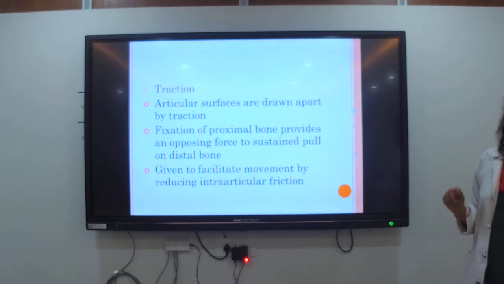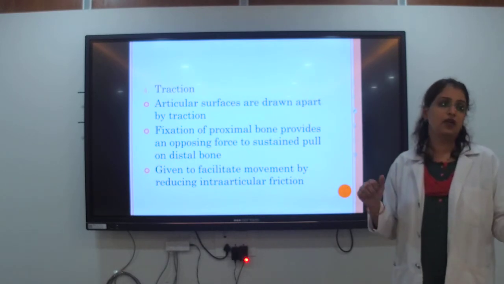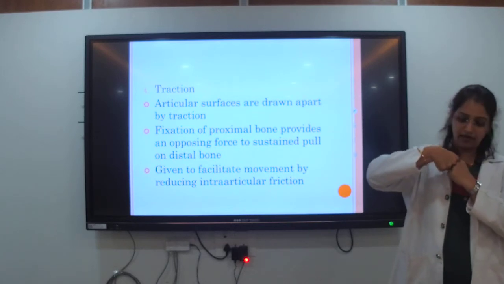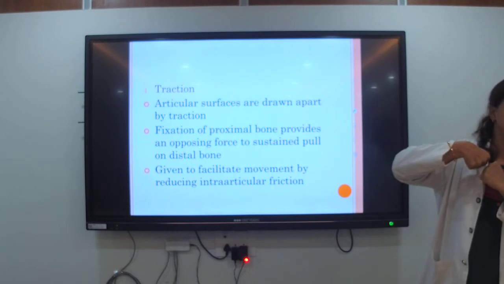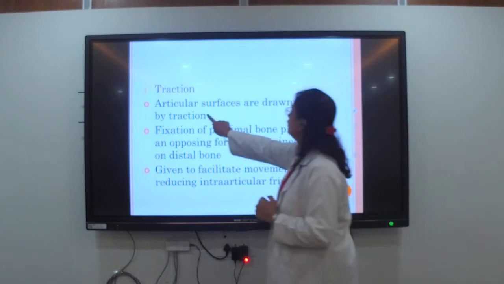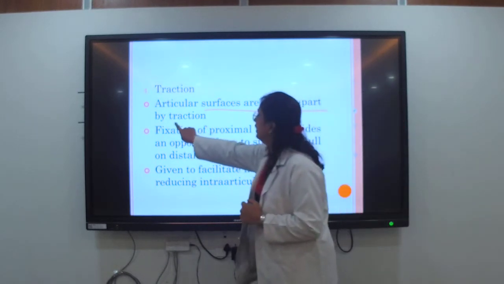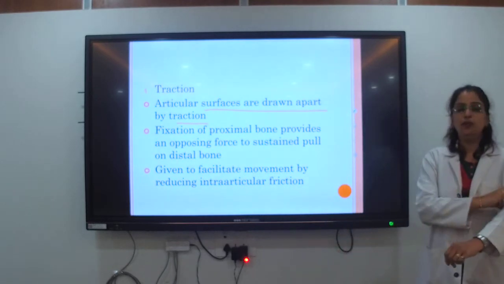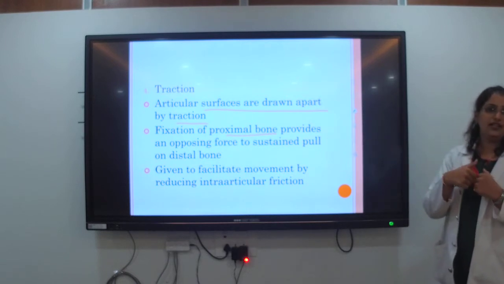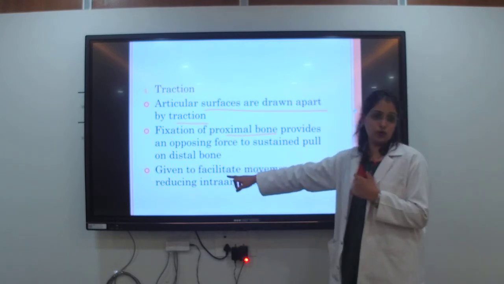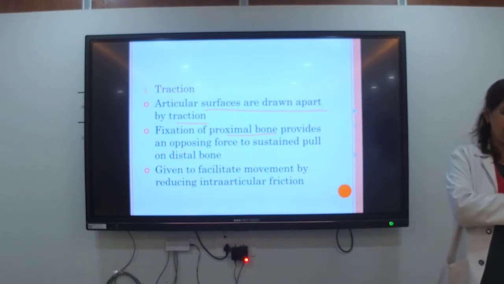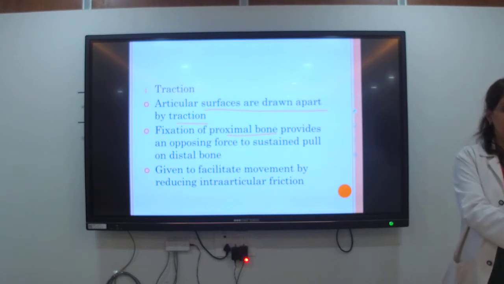Next one is traction. Now what is meant by traction? See, like this your joint is there, and when you move both the joint surfaces apart, that is called traction. So these articular surfaces are drawn apart with the help of traction. When you provide fixation to the proximal bone, it is easy to move the distal bone. Suppose for the elbow you are fixing the humerus, then it is easier to give traction.